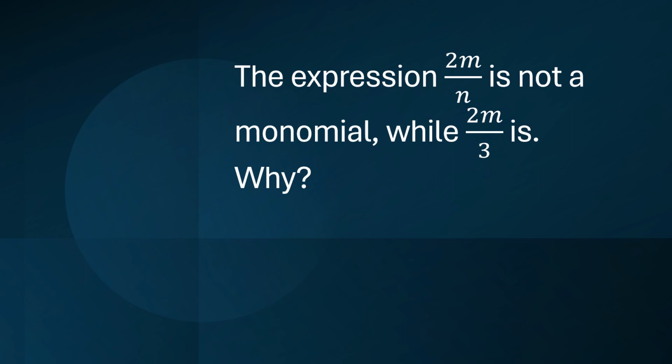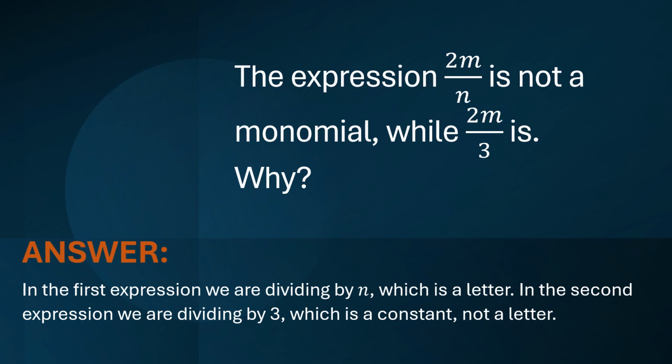The expression 2m over n is not a monomial, while 2m over 3 is. Why? So I'll reveal the answer in 3, 2, 1. Okay, so in the first expression, we are dividing by n, which is a letter. And if you remember, in a monomial, we cannot divide with letters. So 2m over n is not a monomial by definition.